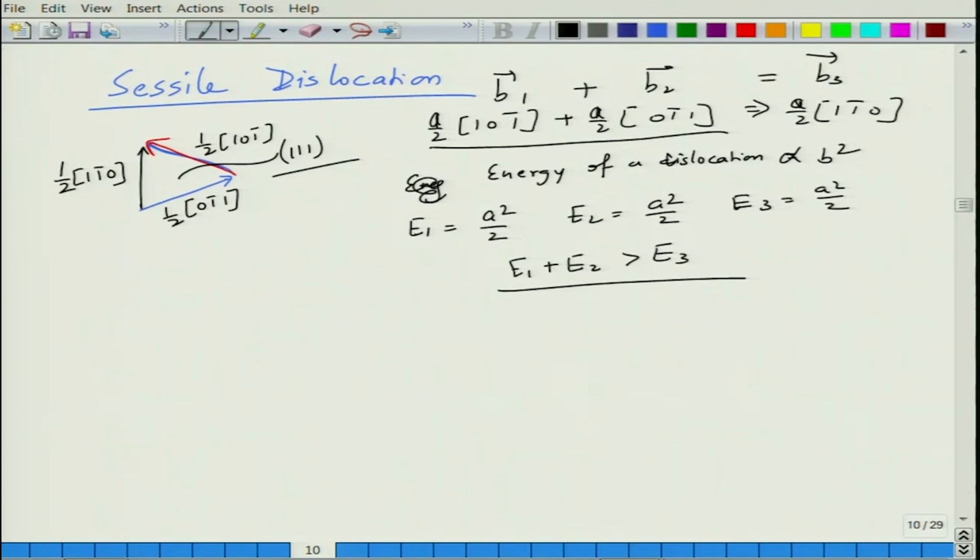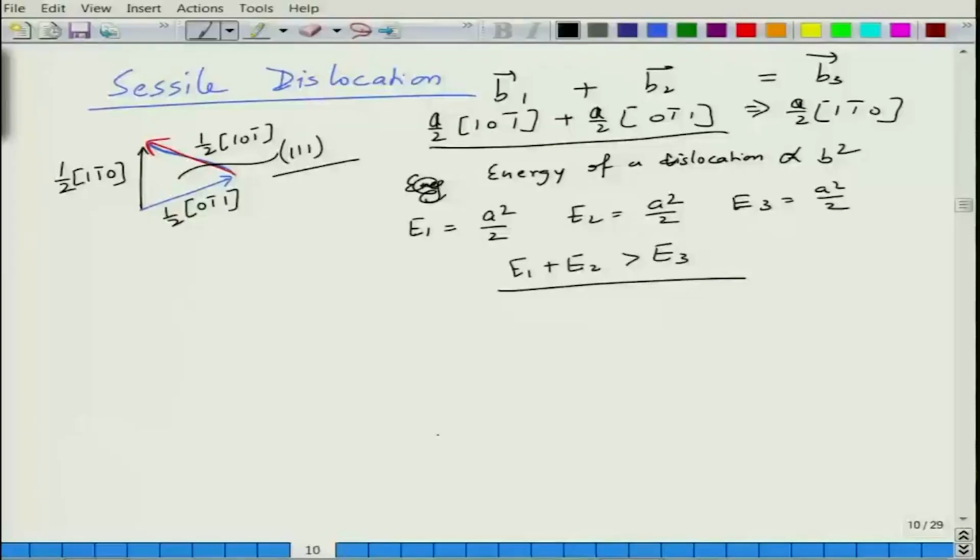So basically what we are saying is that when two Burgers vectors react with each other, sort of a chemical-reaction-like process, when two Burgers vectors, or you can say two dislocations, meet with each other, they give rise to another dislocation with a Burgers vector which is different, which is not the same. So, let us see what it means.